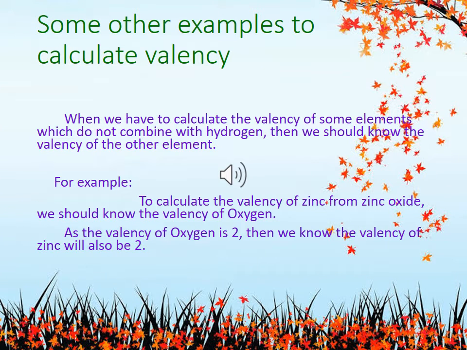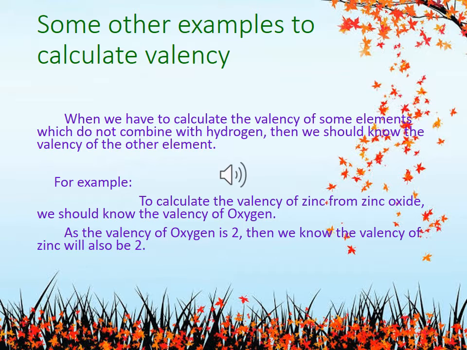Now we will learn about some other examples to calculate valency. When we have to calculate the valency of some elements which do not combine with hydrogen, then we should know the valency of the other element. Like for example, when we have to calculate the valency of zinc from the compound zinc oxide, then we should know the valency of oxygen.